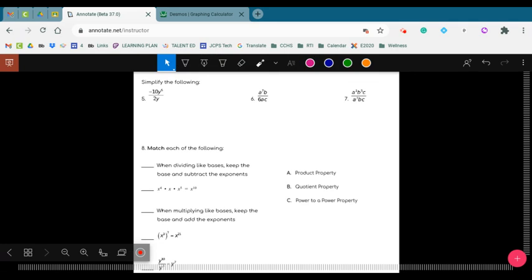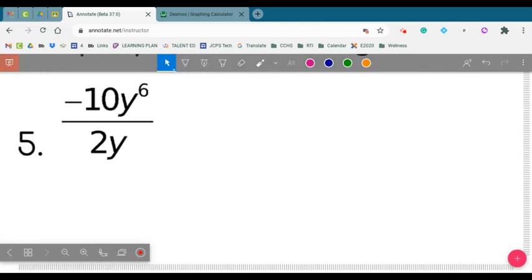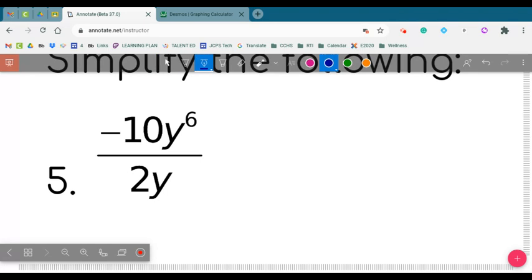So now we got a couple more, and then we're going to do our matching. So simplify the following. We have to do our coefficients. So negative 10 divided by 2 is negative 5. So remember we divide, and then we subtract our exponent. So 6 minus 1 is going to give me 5.